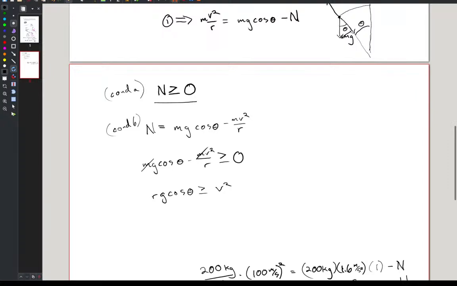So now I've got this: v is less than or equal to square root of rg cosine theta. What do I do with that cosine theta, though? Before I just plugged in a 1 and said I'm at the top of the hill, but it's a less than, so cosine can go to 0, right? I'm not trying to stay above it. So what do I do with that cosine theta?